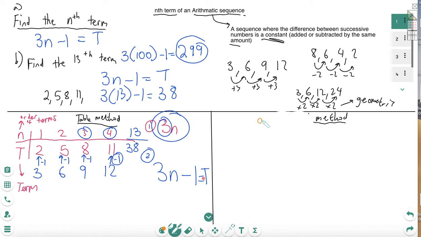It's called the a plus n minus 1 d method, okay? Now, all we have to do in this method is to understand what each of these letters means. A stands for the first term. And d just stands for the difference between terms, okay?